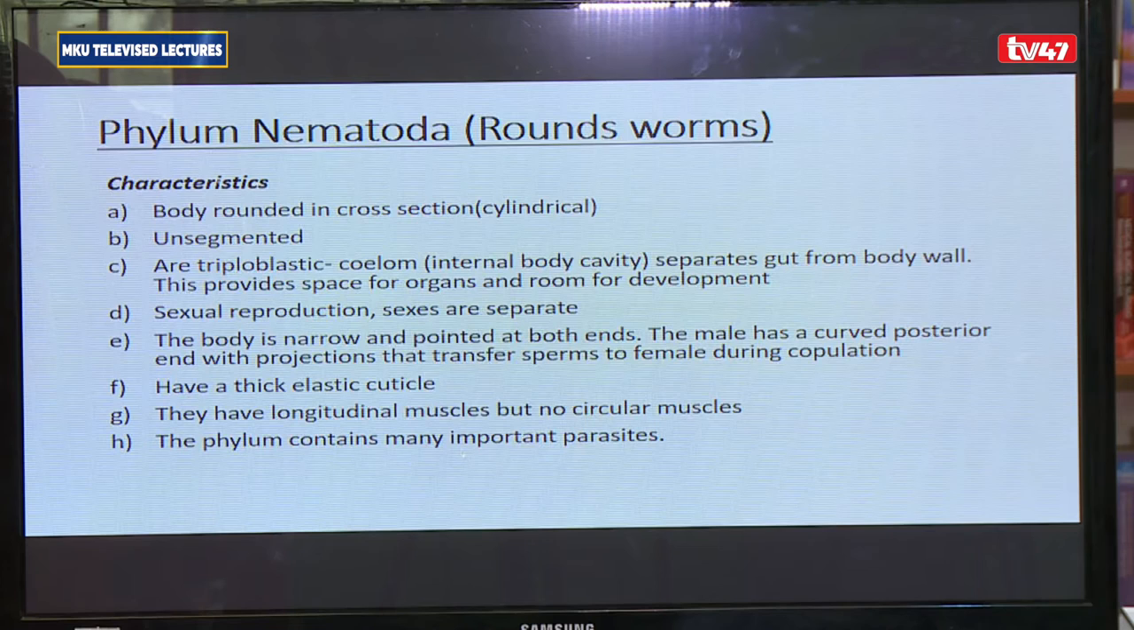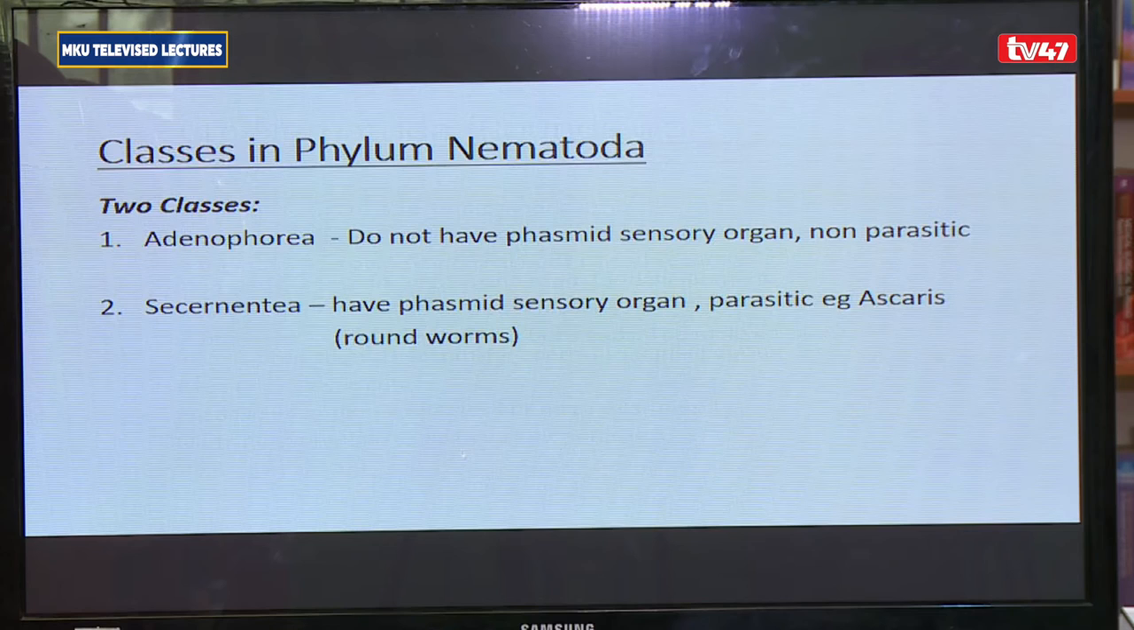The phylum also contains a number of parasites. For this particular phylum, we have two main classes, based on the presence or absence of a phasmid sensory organ. The two classes in phylum Nematoda are class Adenophorea and class Secernentea. Adenophorea are nematodes that do not have a phasmid sensory organ. They tend to be non-parasitic. The class Secernentea are nematodes with the phasmid sensory organ present. They tend to be parasitic in nature.